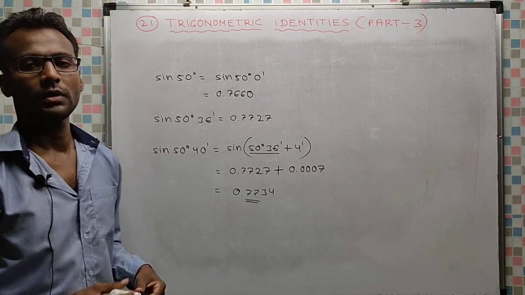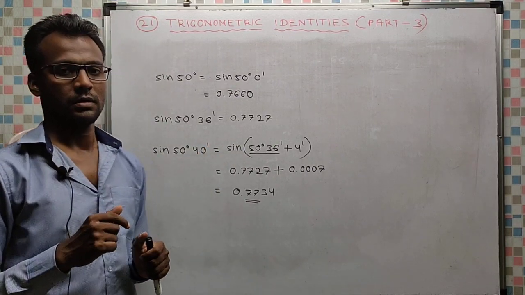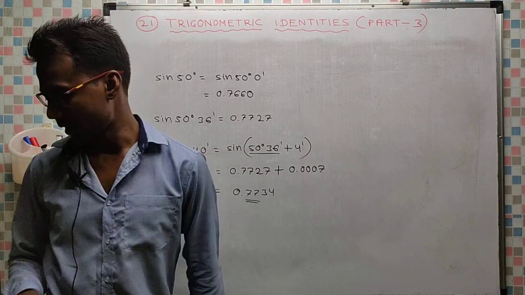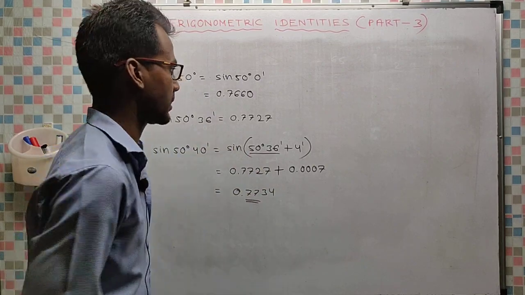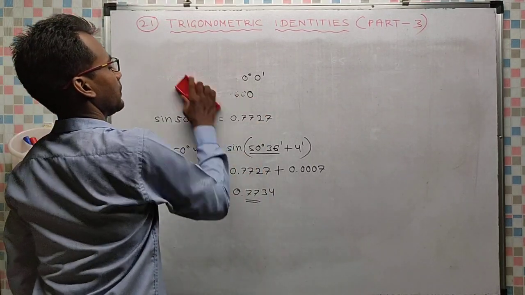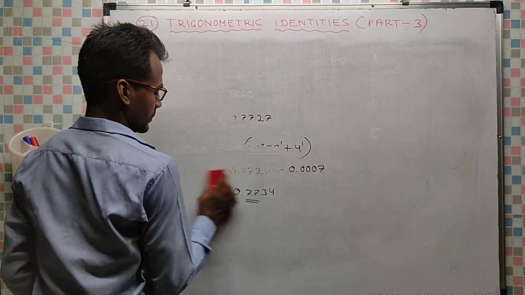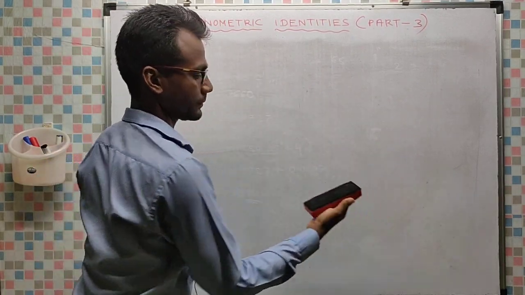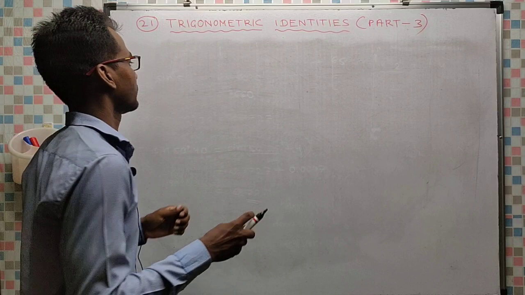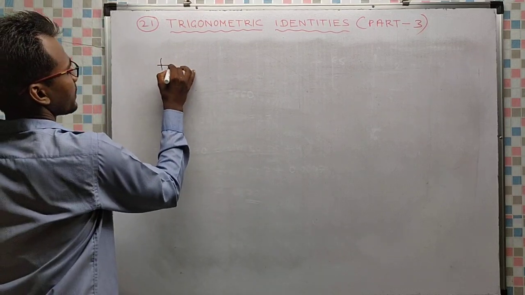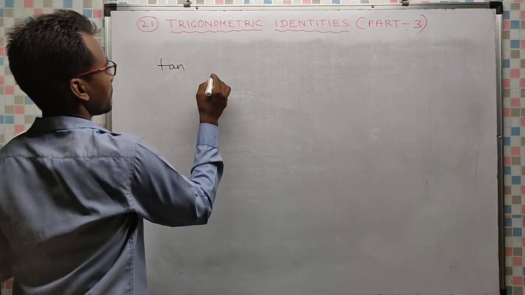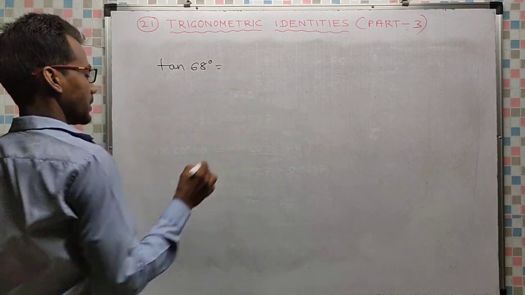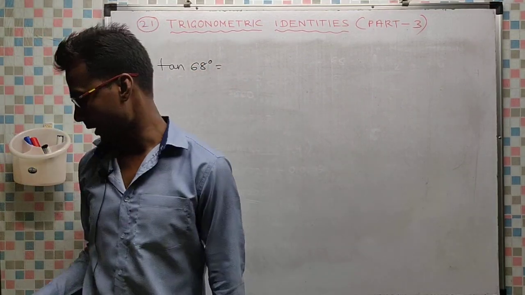So this is how to read the table of sine. Just in the same manner, we can read the table for tan. Let us go for tan. It will be very easy, just like sine. Suppose I want to find tan 68 degree. Okay, go for the table for tan.